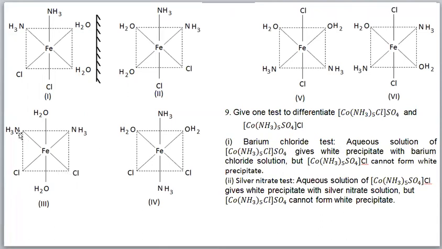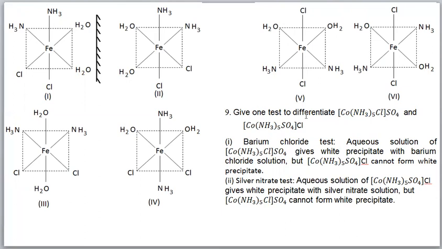2 chlorine cis, 2 NH3 cis. Then 2 NH3 in trans position we can draw, others are in cis position: 2 water cis, 2 chlorine cis. Here 2 chlorine are in trans position, remaining ligands in cis position: 2 NH3 cis, 2 H2O cis. Then all 3 types of ligands we can write in trans position: Cl trans, NH3 trans, aqua also trans. Only this many isomers are possible. Then question number 9.